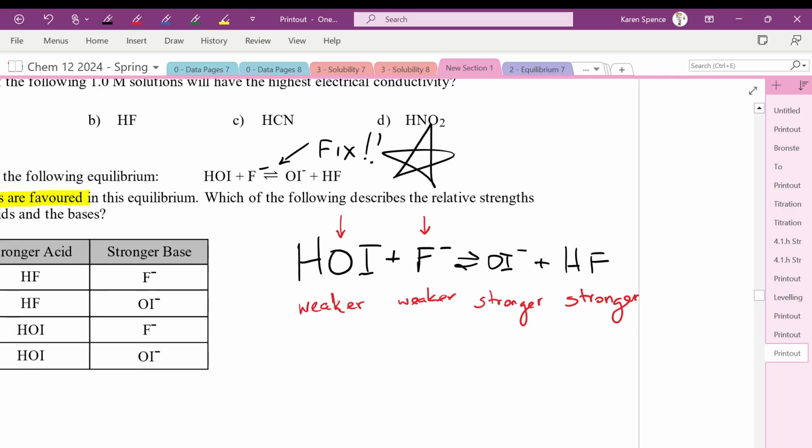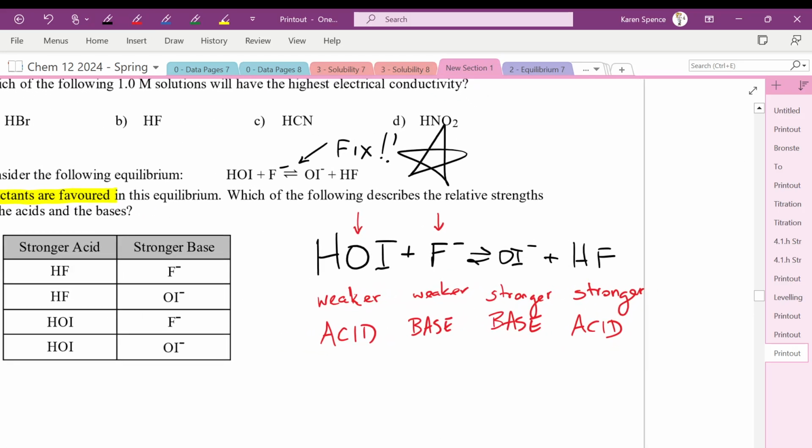And who are the acids? This is our acid because it's got the H. This is our acid. This is our base. And this is our base. So that means our stronger acid is HF. And our stronger base is OI minus, which means our answer is B.